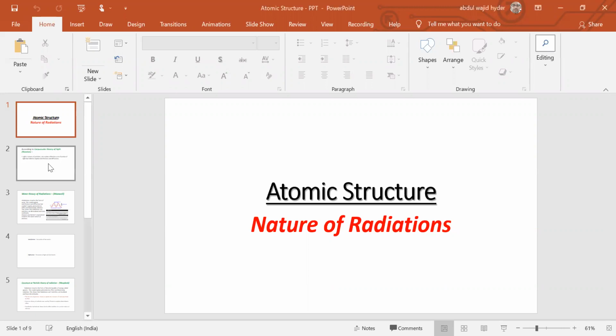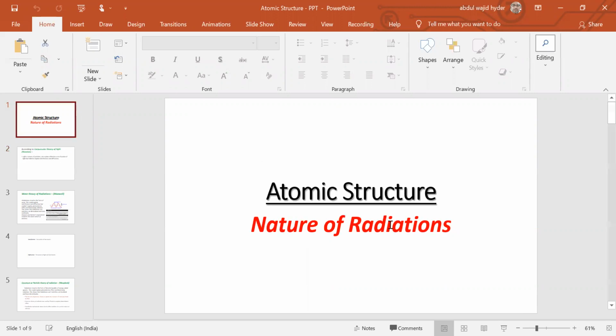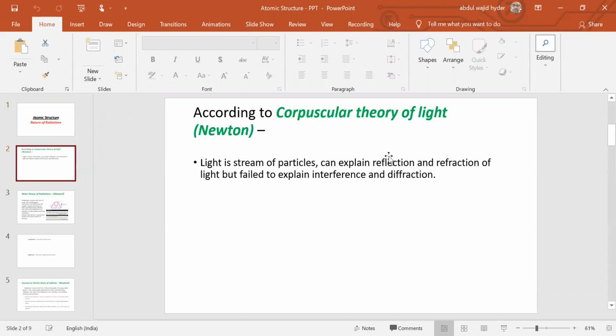Now what next is? So according to Corpuscular theory of light, Newton. Okay, fine. So this is what our topic is: atomic structure, nature of radiations. Today we'll be talking about this. So in this first, this is more related to physics. Okay, chemistry does not start from here, but since I want to explain this nature of radiation completely, so here I'll be talking about Newton's corpuscular theory of light also, but that falls under physics only. This nature of radiation will be there in physics also.